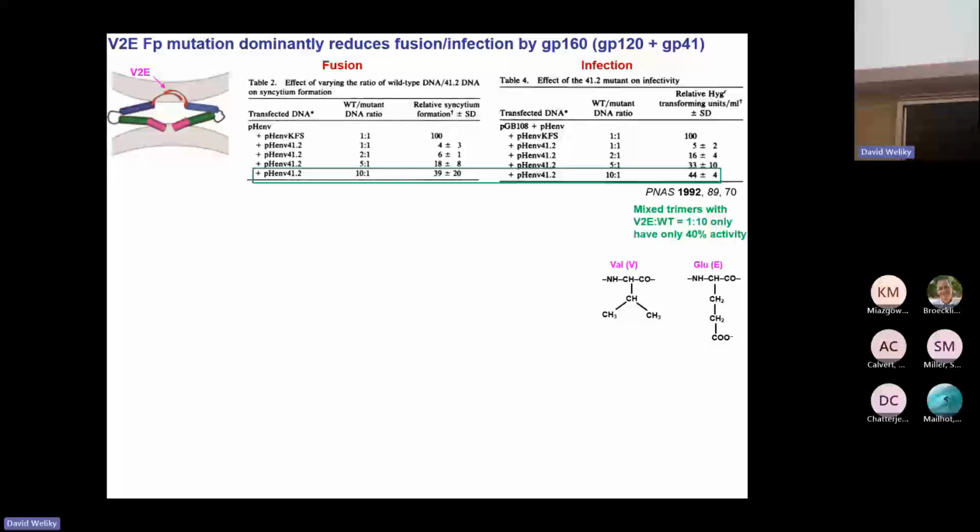One effect of this V2E mutation is that it essentially eliminates viral fusion and infection. There's no more fusion and infection. It's also phenotypically dominant. As far as I know, it's the only mutation where this has been demonstrated. Specifically, in these tables you're looking at viruses which have mixtures of wild type and V2E proteins. You can see that if you have spikes that have 10 wild type for one V2E, you only get 40% of the fusion and infection. So the loss of fusion and infection from V2E is phenotypically dominant.